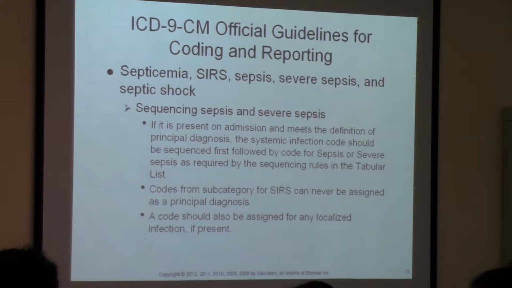So 038.0 identifies the underlying condition, the Streptococcus group D. 995.91 identifies the SIRS, so the body's reacting to it, right? So 995.91 is the sepsis, and then 682.6 is the code for the cellulitis of the right leg. That's your localized infection. Okay.